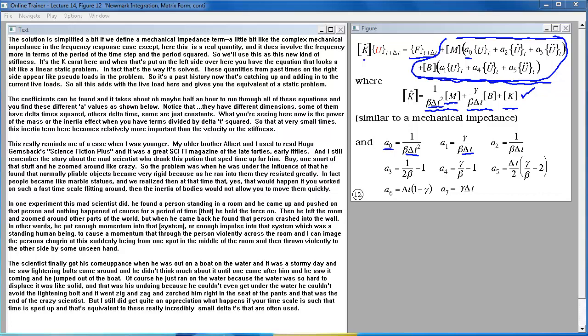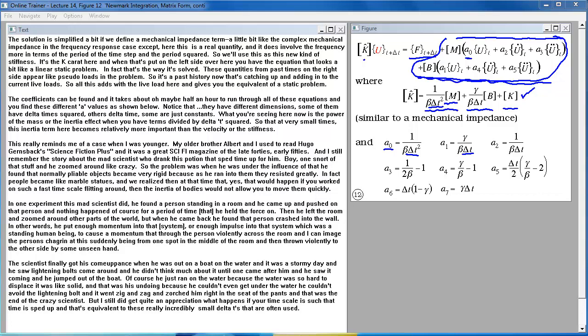In other words, he put enough momentum into that, or enough impulse into that system, which was a standing human being, to cause a momentum that threw the person violently across the room. And I can imagine the person's chagrin at this, suddenly being from one spot in the middle of the room and then thrown violently to the other side by some unseen hand.